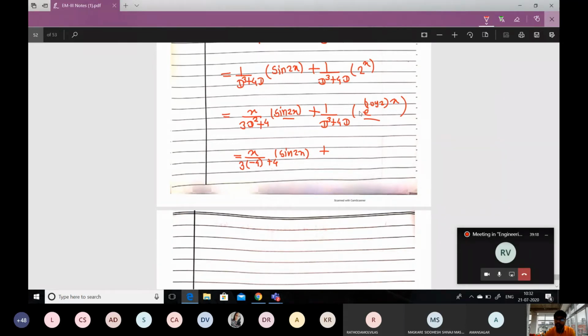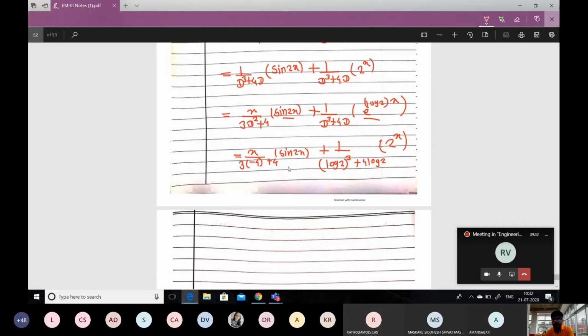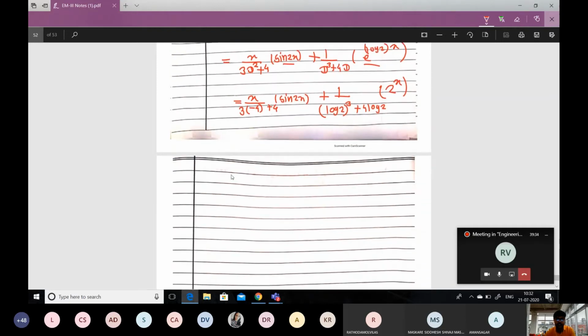So you have to replace the D term by log 2. So it is 1 upon (log 2) whole cube, plus 4 times log 2. And this e to the power (log 2)x is the same as 2 to the power x. Therefore, just do the addition. Minus 12 plus 4, it is minus 8. So minus x upon 8 and sin 2x as it is.